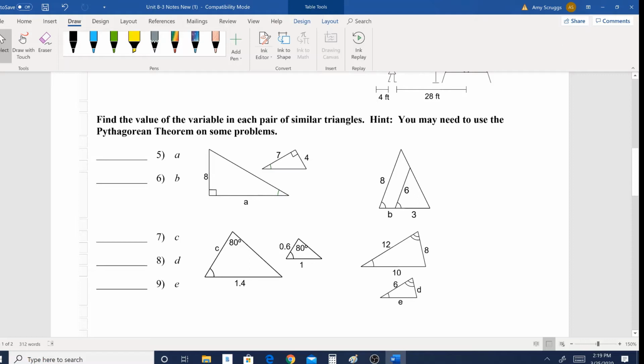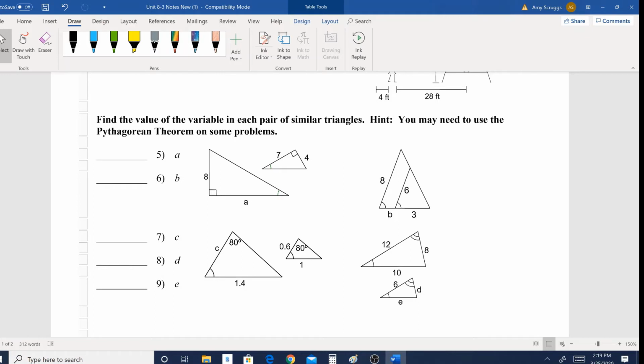Down here, it says to find the value of the variable in each, and you may have to use the Pythagorean theorem. We haven't even done the Pythagorean theorem yet. If you remember how to do it from 8th grade, 9th grade math, then go for it. But if not, then just set up proportions and solve like we've been doing. It will be just fine. Every single one of these will work itself out.